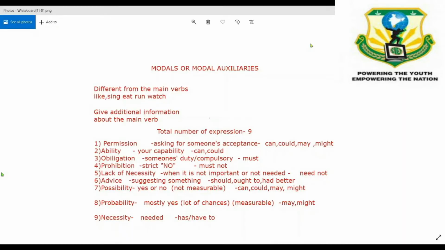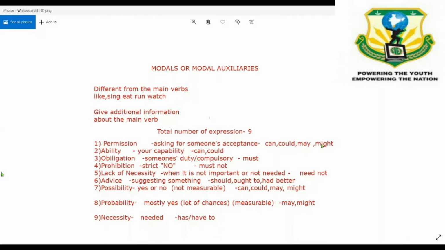The first part is modal auxiliaries. What are modal auxiliaries? They are different from main verbs like sing, eat, run, watch. All these are main verbs that give some actions, but modal auxiliaries give additional meaning to the main verb, right? There are 9 expressions. The number one expression is permission. Whenever you ask for someone's acceptance to do something, whenever you seek permission, you can use these modal auxiliaries.